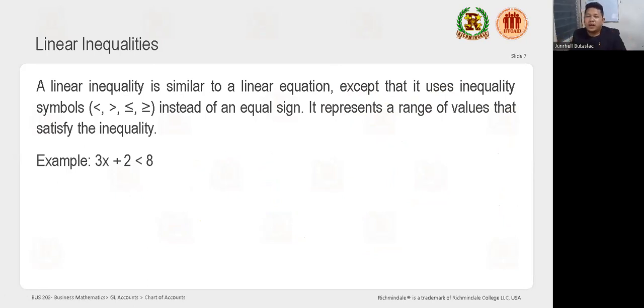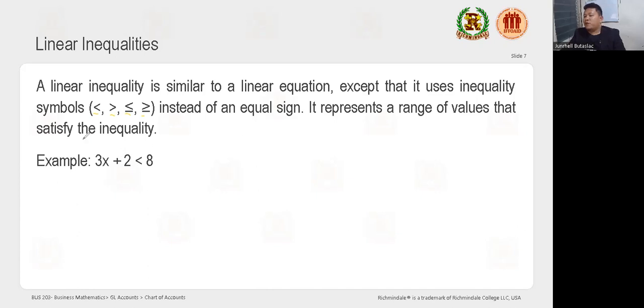A linear inequality is similar to a linear equation, except that it uses inequality symbols: less than, greater than, less than or equal to, greater than or equal to, instead of an equal sign. That is the difference between linear equations and linear inequalities. For linear equations, we use the equal sign, but for linear inequalities, we use less than, greater than, less than or equal to, greater than or equal to. These are the symbols we're going to use now for linear inequalities. It represents a range of values that satisfy the inequality. For example, 3x plus 2 less than 8.